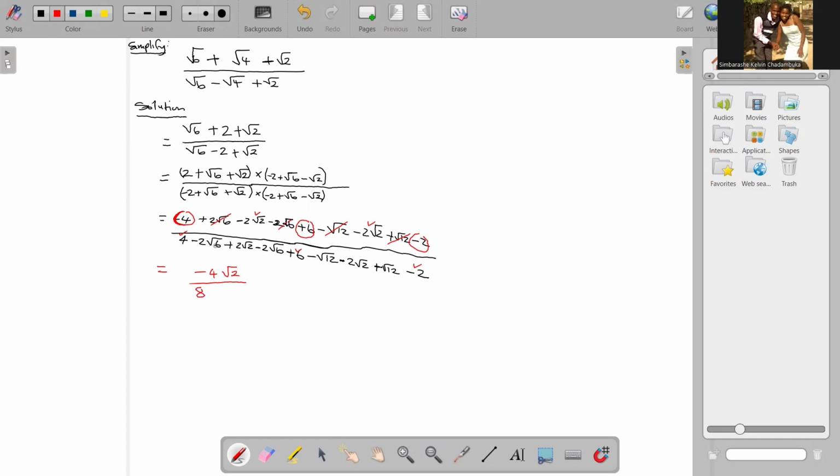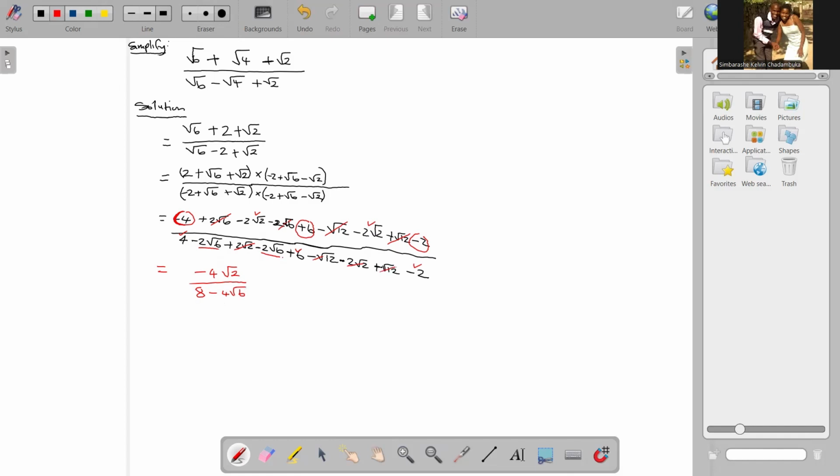Then we have minus 2 root 6 minus 2 root 6. This part, minus 2 root 6 minus 2 root 6, we are going to get a negative 4 root 6. Then this one, positive 2 root 2, this negative 2 root 2 will go. Then we have a negative root 12, positive root 12 will go. So we are left with that.